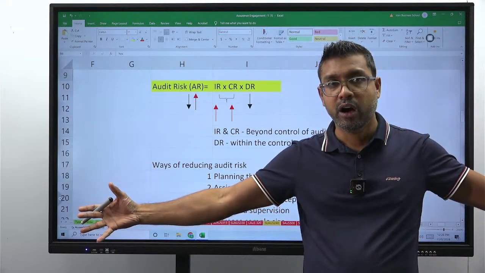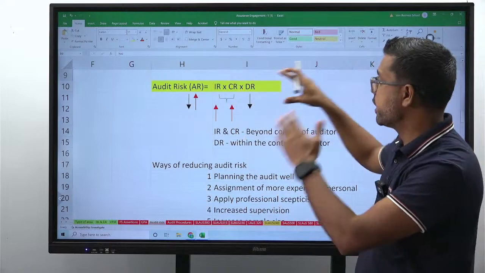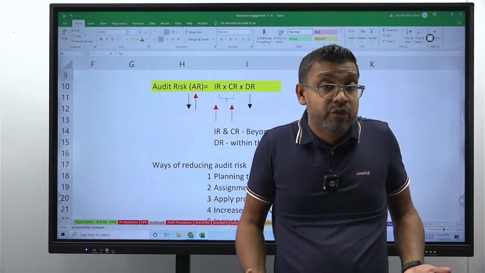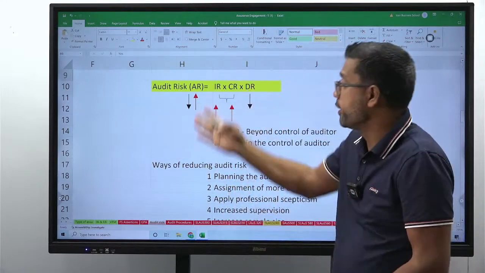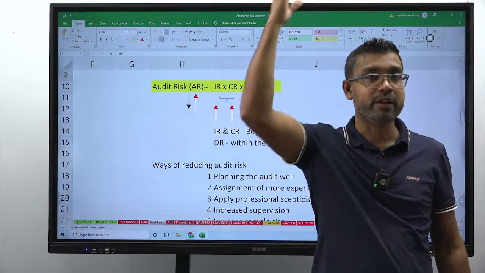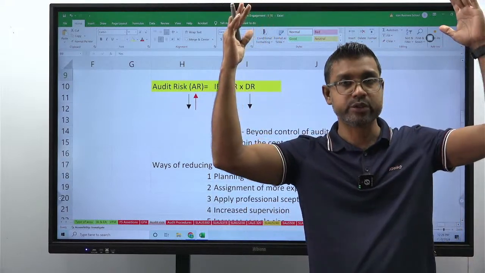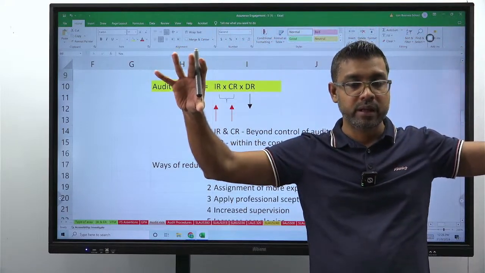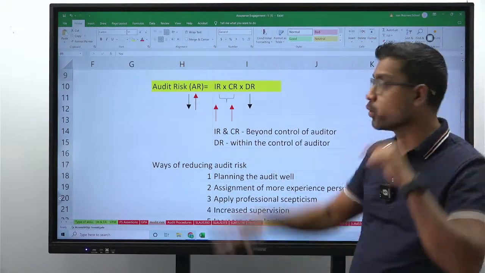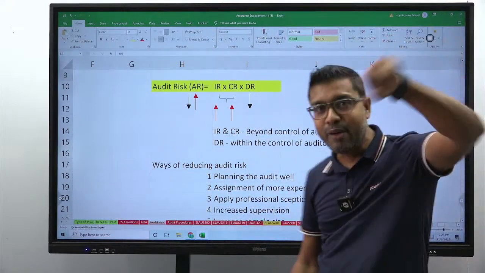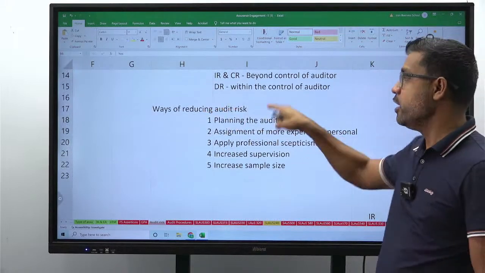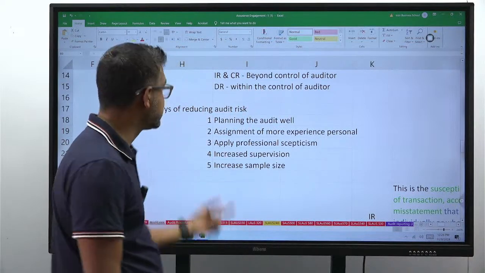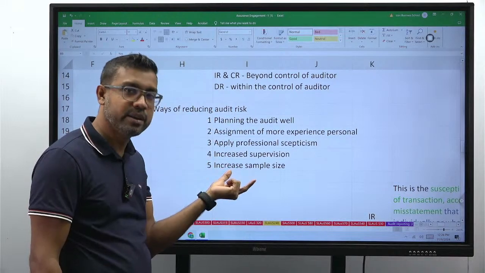Statement number 1. What is the audit risk formula? Inherent risk into control risk into detection risk. I explained these three definitions. Normally, when inherent risk and control risk are at a higher level, audit risk is also obviously high, because one part of the equation going up means the other side also goes up. Inherent risk and control risk are beyond the control of the auditor and only detection risk can be controlled. Therefore, to reduce audit risk, you must reduce detection risk. The only way to reduce audit risk is to reduce detection risk. How do you reduce detection risk? This is the answer for the exam question.